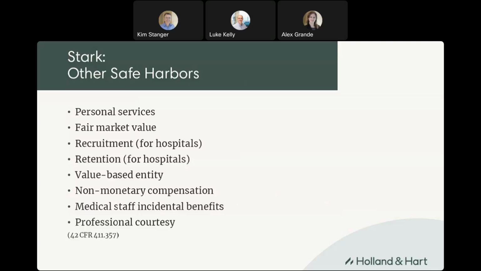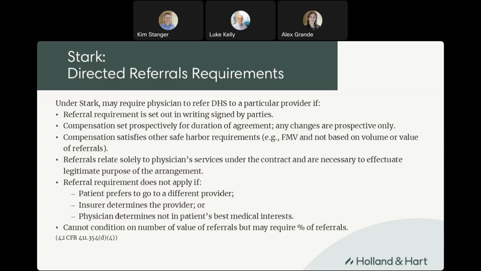There are other safe harbors that might apply in the employment context, including those for personal services, fair market value, recruitment. If you need to pay an employee more than fair market value, then you could use the recruitment safe harbor if you're a hospital, but you have to satisfy additional requirements. But when you're talking about employment relationships, really it's the employee safe harbor that's the most important when it comes to Stark. All right, I mentioned the directed referral requirement.